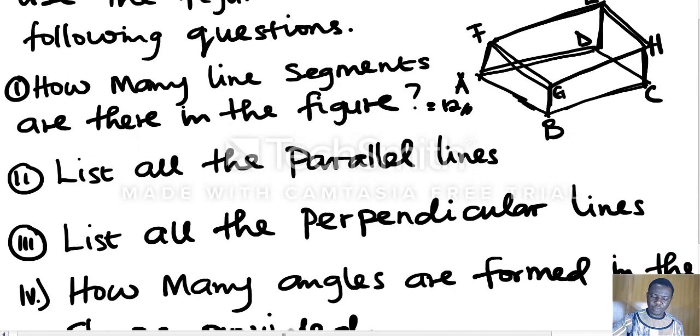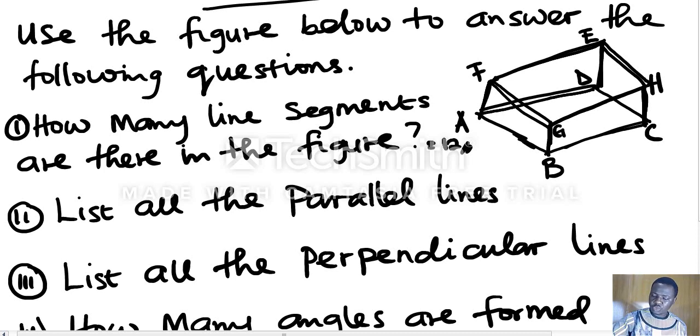Question 2 says we should list all the parallel lines. Since we have agreed that this is a cuboid, it means that line AB is parallel to line CD, and line BC is parallel to line AD. Also, line GH is parallel to line FE, and line FG is parallel to line EH. Which other one? We have line BH parallel to line CH, as well as line AF parallel to line DE. So how many lines do we have there in all?